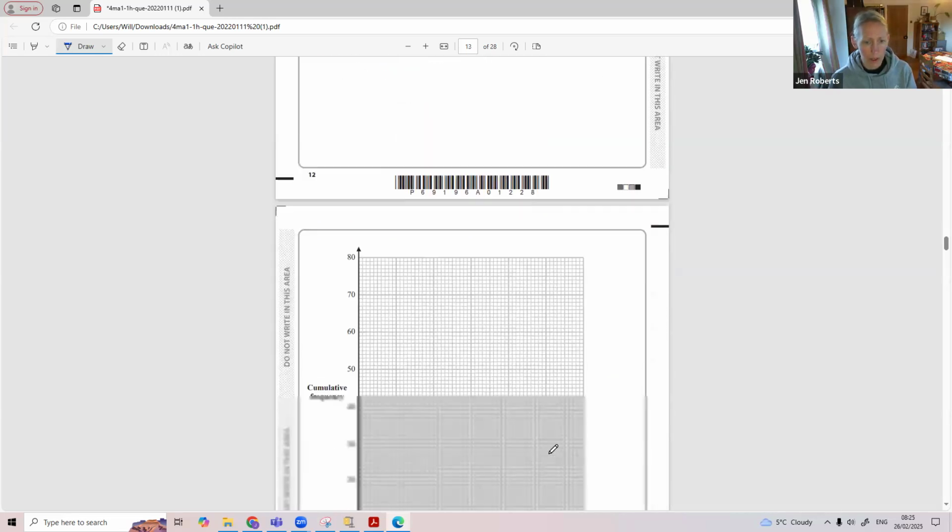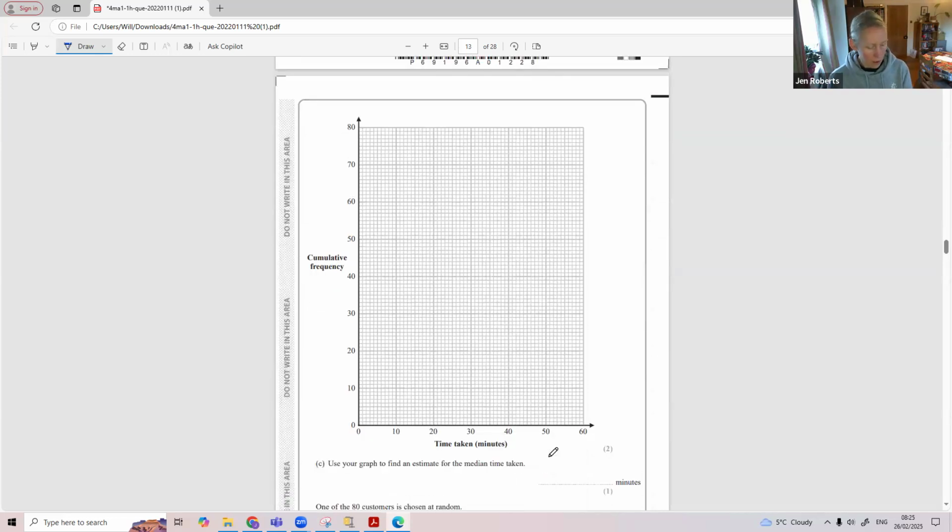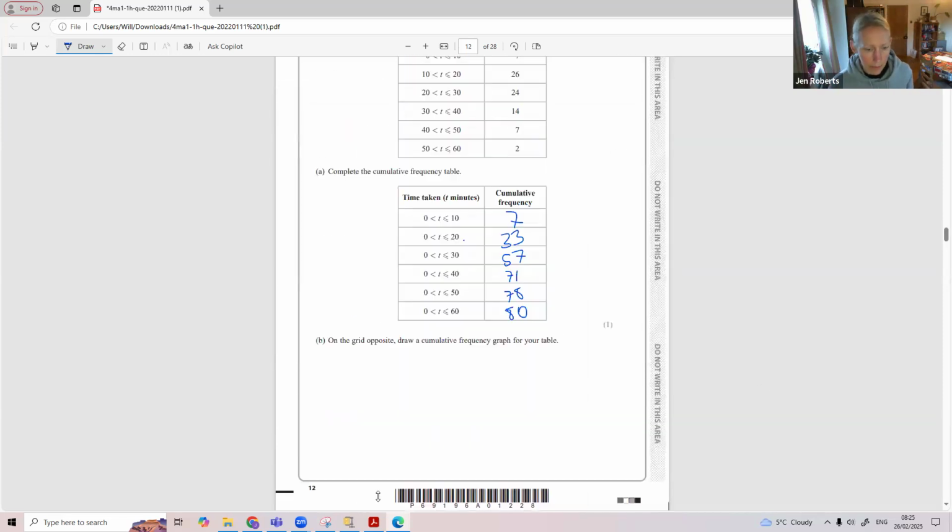Right, we're going to draw it on here. Right, so carefully with your scale. So we want to plot. I need to snip this just so I can see what I'm doing here.